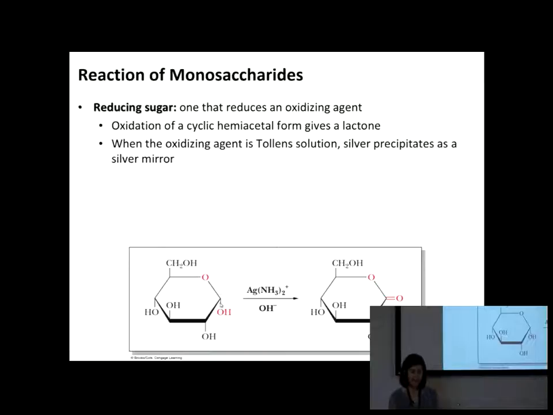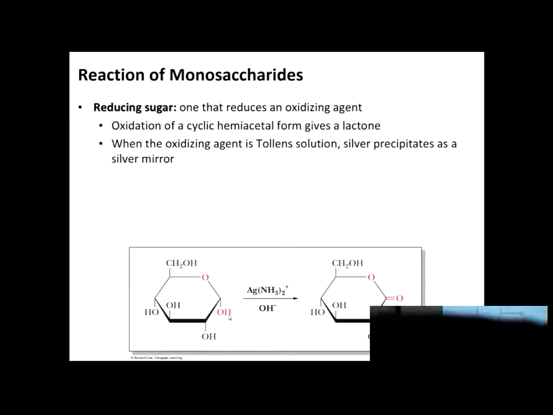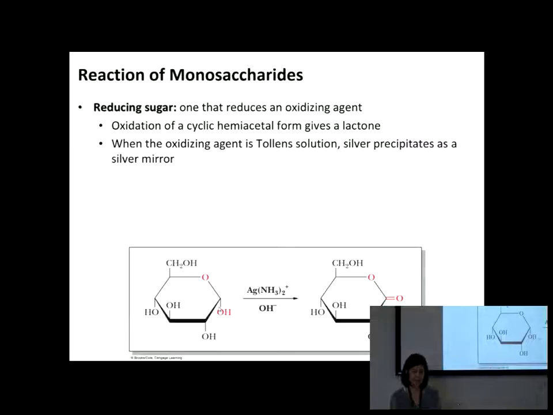It doesn't matter if it's alpha or beta, but if you look at the OH that is on carbon number 1, the anomeric carbon, and you see an OH on it and you see the H on it, that means it's a free sugar. It's not in an anomeric bond, a glycosidic bond. So if that is free, then we can say it's a reducing sugar.